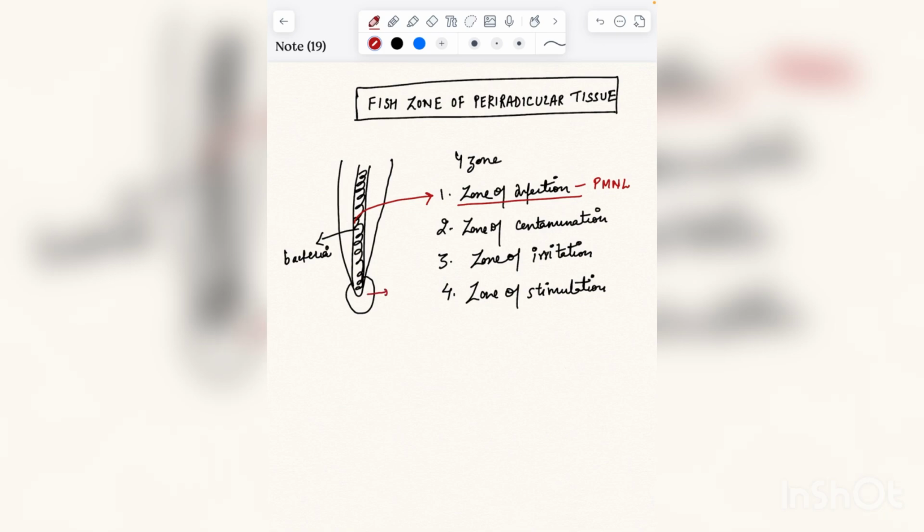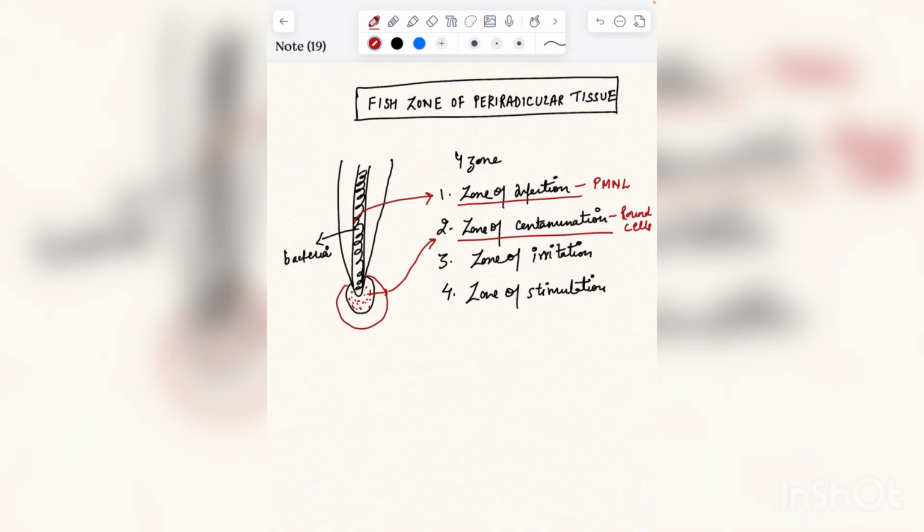Then second will be the zone of contamination. As you can see, this is the zone of contamination, the second zone. Here there will be toxin release from the bacteria, and the cells present will be round cells. Here the bacteria itself is not present, but the toxins are released from the canal and they form the zone of contamination.